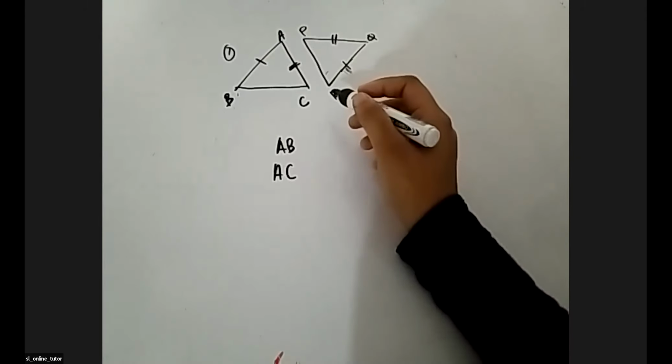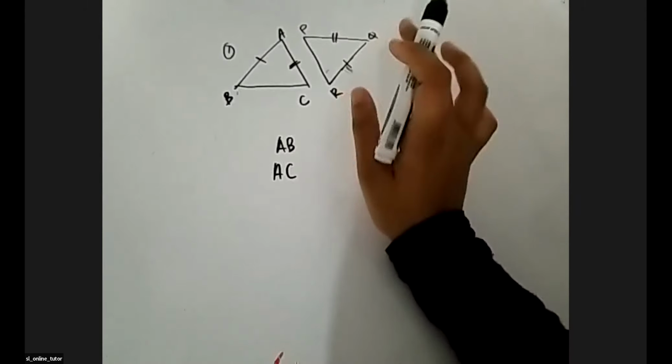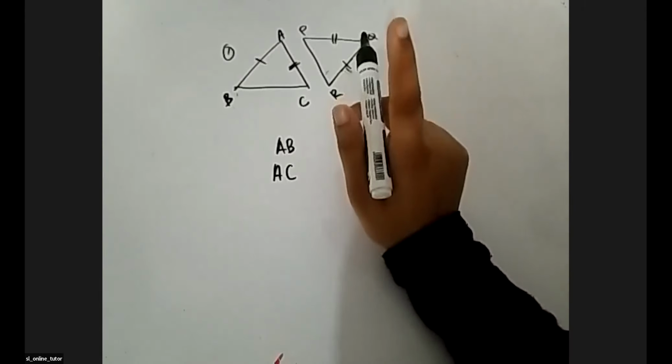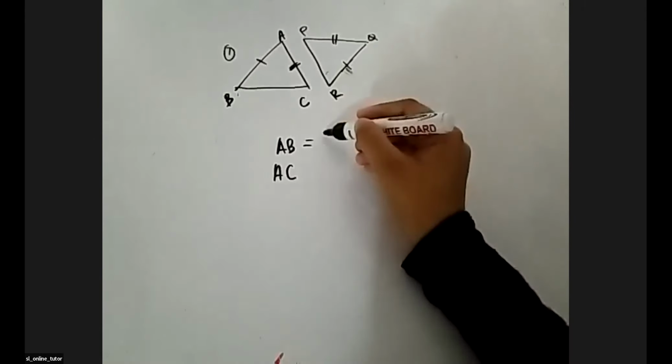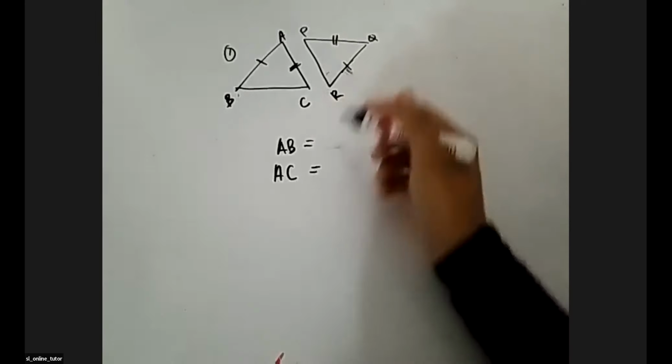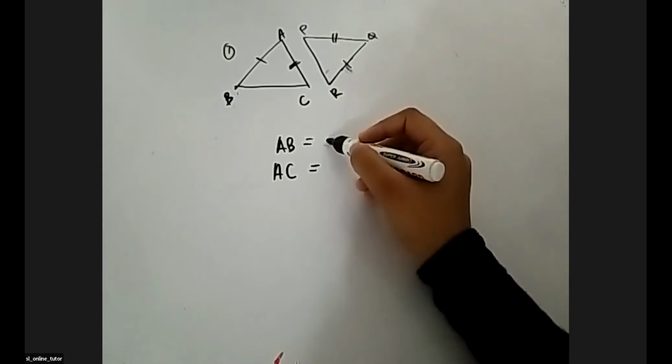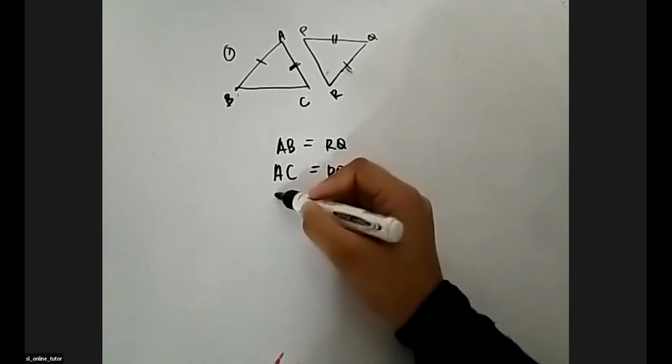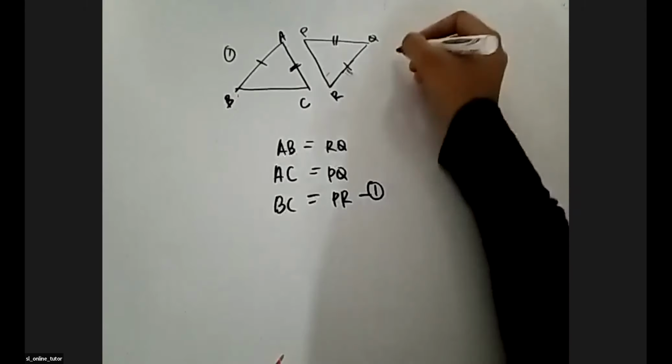So they are telling these 2 triangles are congruent in SSS case, but there should be one side more. So AB is equal to PQ, AC is equal to RQ. No, wait. AB is equal to RQ, AC is equal to PQ. So what is the BC side equal to then? PR. Very easy. 1 mark only.